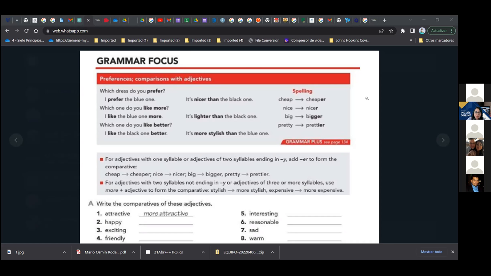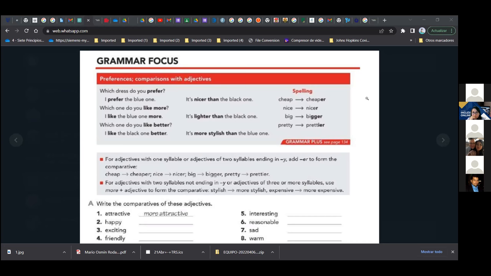But let me tell you, a veces cambia el idioma, cambia mucho. Y a veces vamos a escuchar algunas personas que dicen more pretty. Vamos a escuchar eso también. But for now, quedémonos con esas reglas. En el caso que el adjetivo sea de más de una sílaba, así como dice en la regla, for adjectives with two syllables, vamos a utilizar el more. Okay, tenemos more expensive, more stylish. Entonces vamos a utilizar el more. No sé si hay dudas about that section.